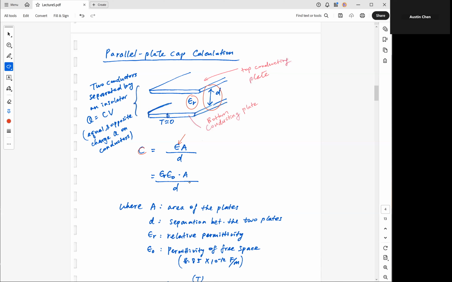From this equation, you notice that if I want to increase the capacitance between these two plates, I need to try to reduce the separation between the two. So if I reduce D, I can increase C. Similarly, I can also increase the overlapping area between the two plates. That's another way for me to increase the capacitance between the two plates.